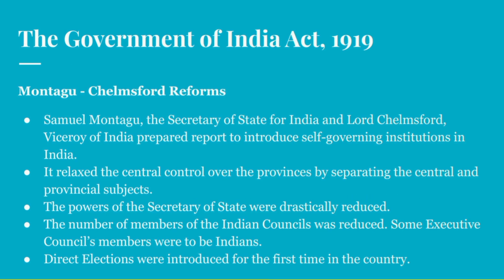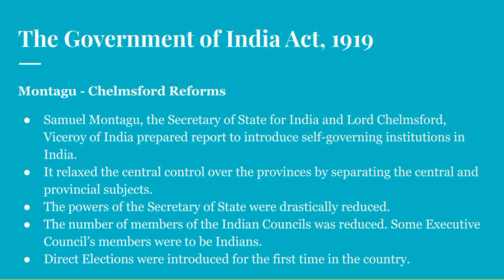The next important act was the Government of India Act 1919, generally known as the Montagu-Chelmsford reforms. Samuel Montagu, the Secretary of State for India, and Lord Chelmsford, Viceroy of India, prepared a report to introduce self-governing institutions in India. Next point, it relaxed the central control over the provinces by separating the central and provincial subjects. This is the first time they are creating central subjects and provincial subjects.